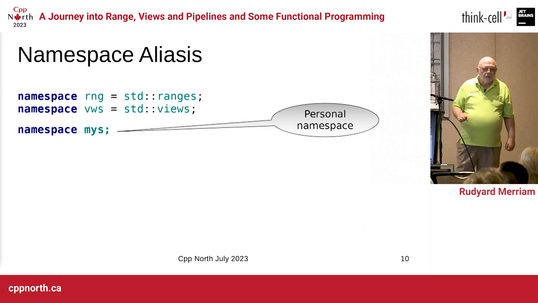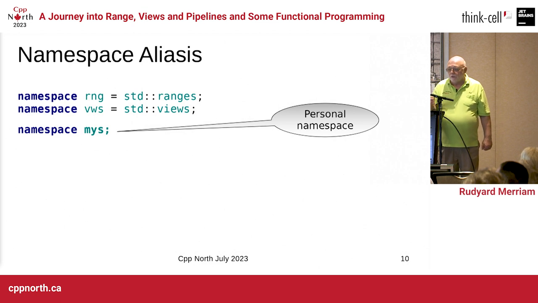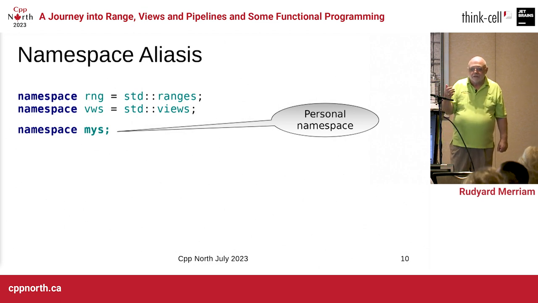I've got some namespace aliases in here. I bring the ranges down to RNG, bring views down to VWS, and my own personal namespace, MIS, for Mystic Lake Software.